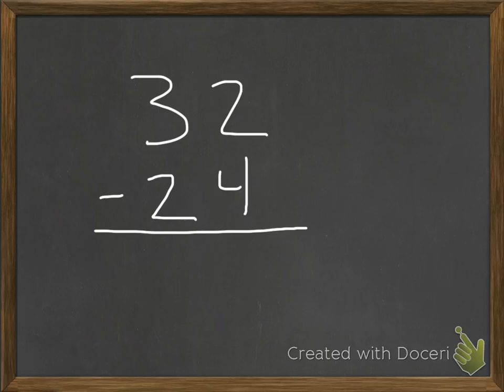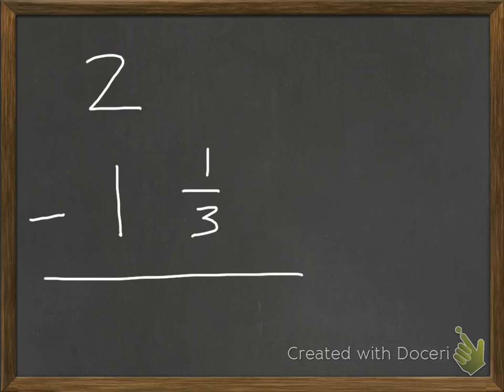So I'm just going to start with a simple problem, kind of reviewing how to rename or borrow or regroup, whatever you want to call it. 32 minus 24. So we would have to borrow or rename or regroup from the 3. Cross that out, make that a 2, and we put that 1 right over there. So 12 minus 4 is 8. 2 minus 2 is 0, so your answer would be 8. That's kind of what we're doing with fractions. We're going to borrow or rename, take away from the whole number to make a fraction before we can subtract. And I'll show you what I'm talking about.